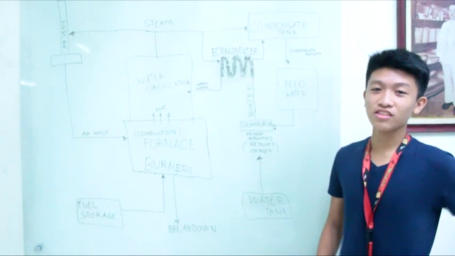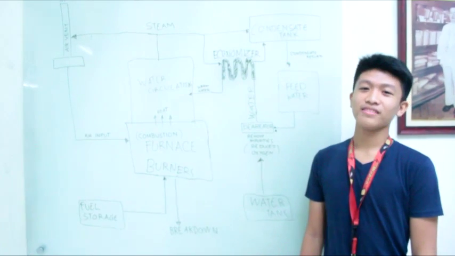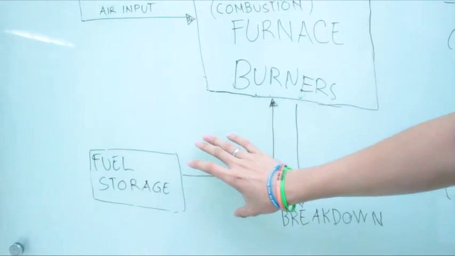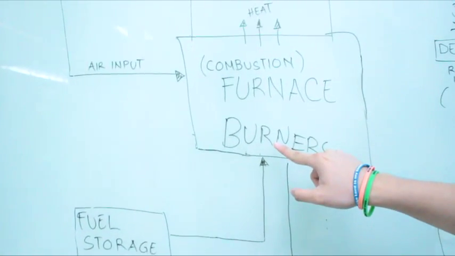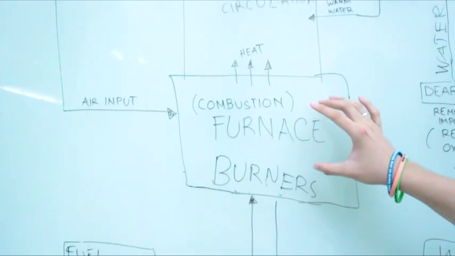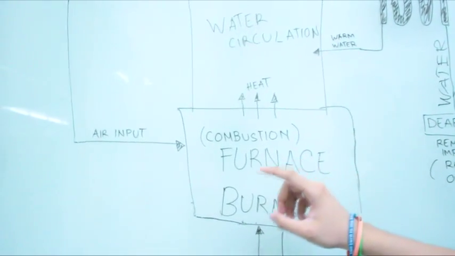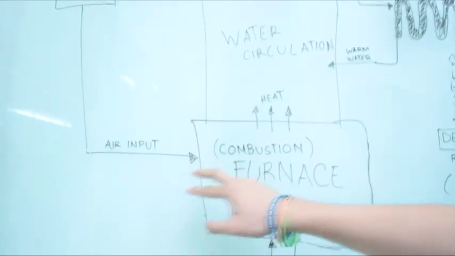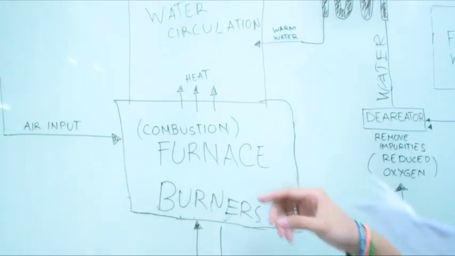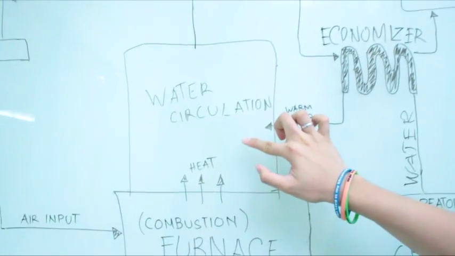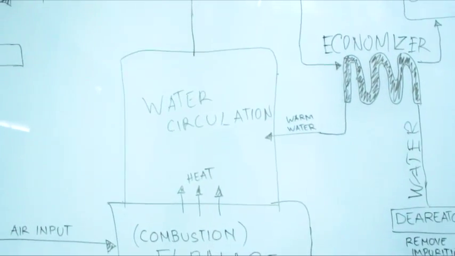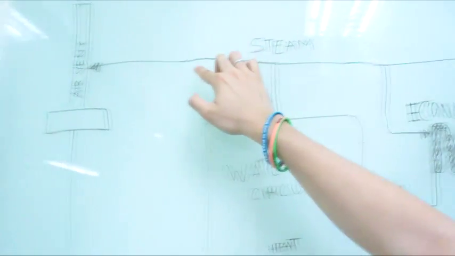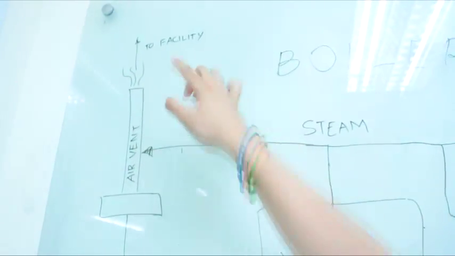Hey guys, we're here to discuss how boilers are used to produce steam. The whole process starts with the fuel storage, which supplies fuel to the burners or furnace, where combustion happens. Combustion won't happen if air is not present, so there is an air vent there, and by then the furnace will be lit with fire, heating the water in the water circulation. The water in the pipe will start to boil and produce steam, and the steam will go to the air vent, which will redirect it to the facility.